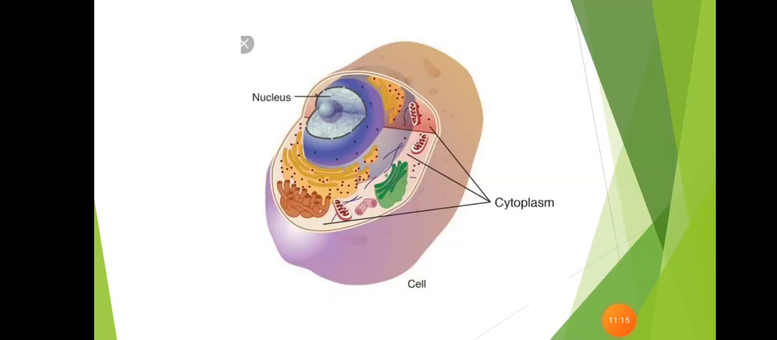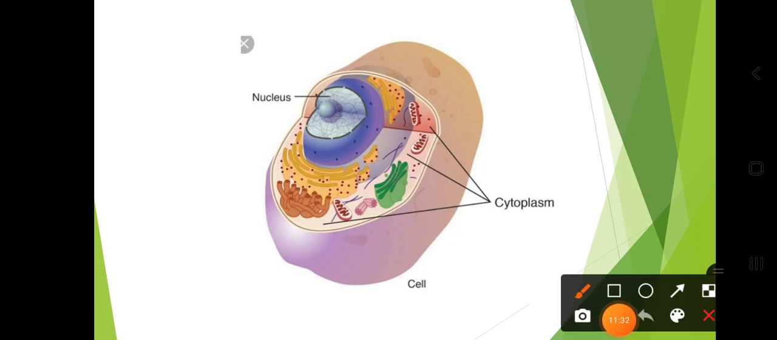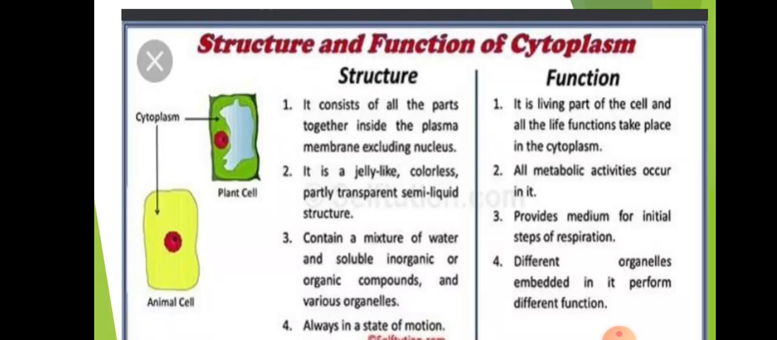Dear students, let us discuss the next concept, that is the cytoplasm. Cytoplasm is one of the parts of the cell. Cytoplasm is nothing but a liquid. It is a composition of water and salts in the cell body. Let us discuss the structure and functions of the cytoplasm.